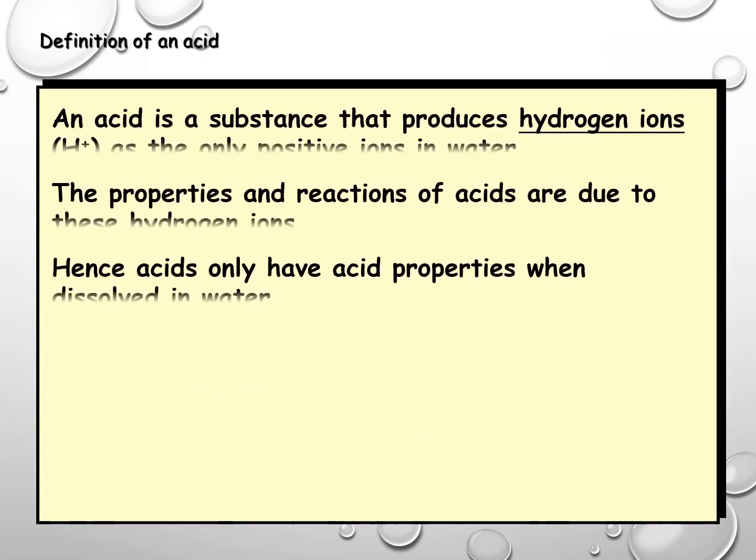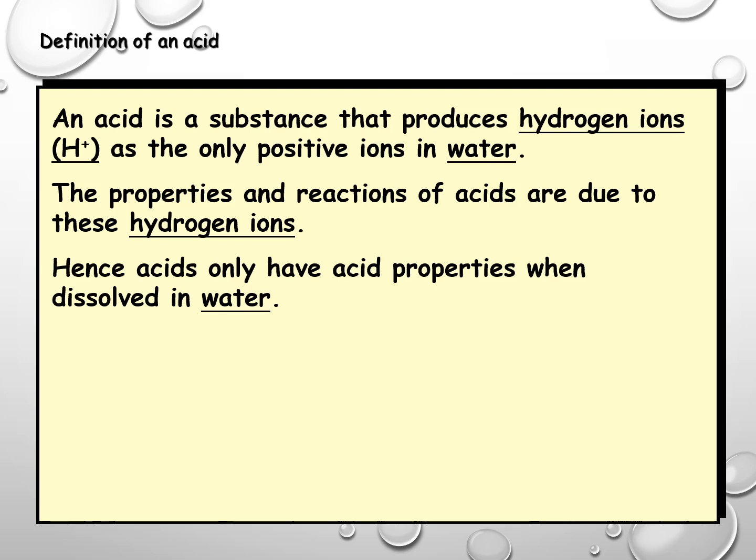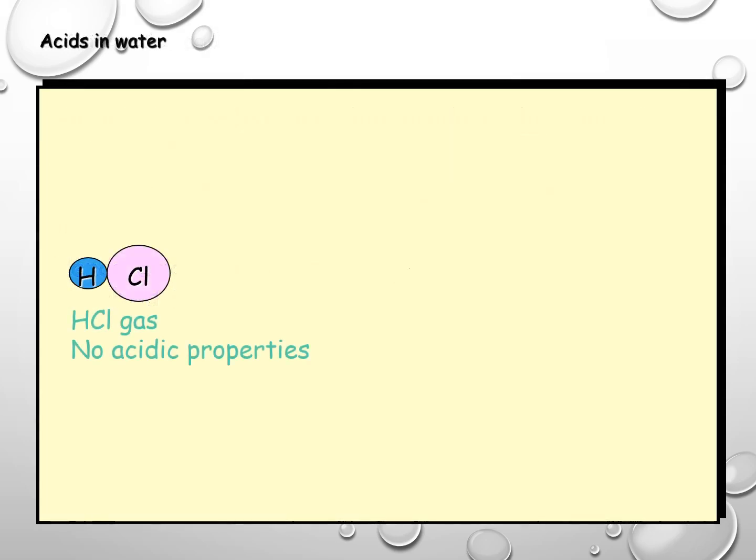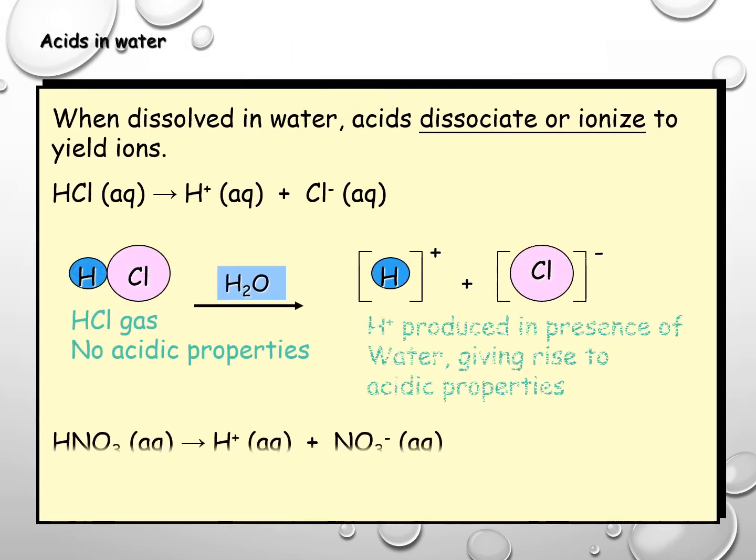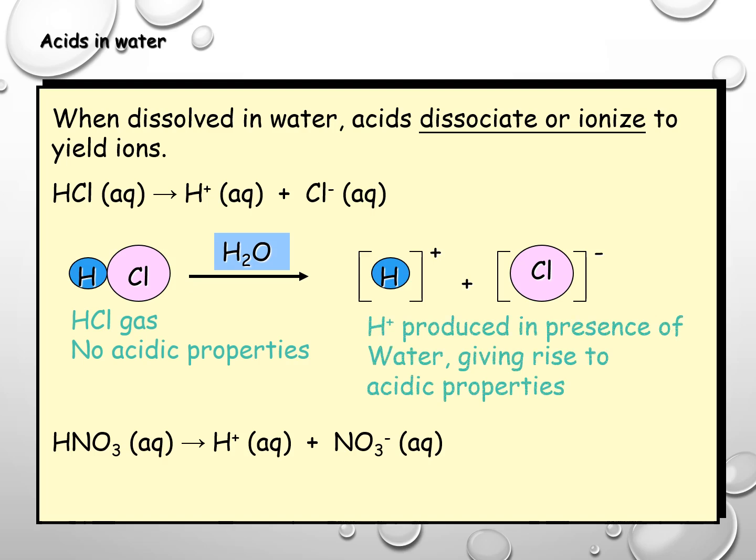Chemically, an acid is defined as a substance that produces hydrogen ions, represented as H+, when dissolved in water. These hydrogen ions are responsible for all the acidic properties we observe. It is important to understand that acids only show acidic properties when water is present. For example, hydrogen chloride gas by itself does not behave as an acid. However, when dissolved in water, it ionizes to produce hydrogen ions and chloride ions.